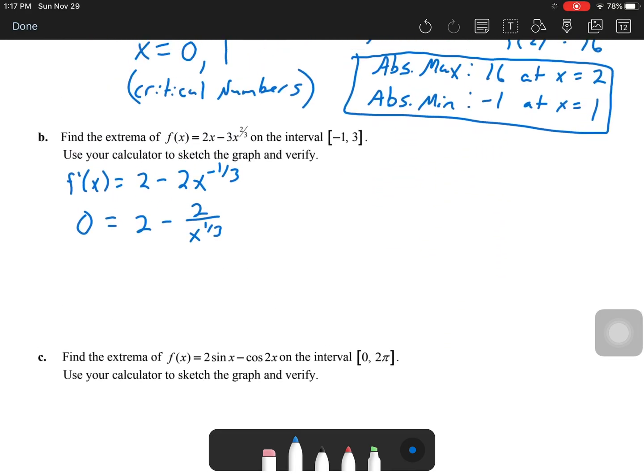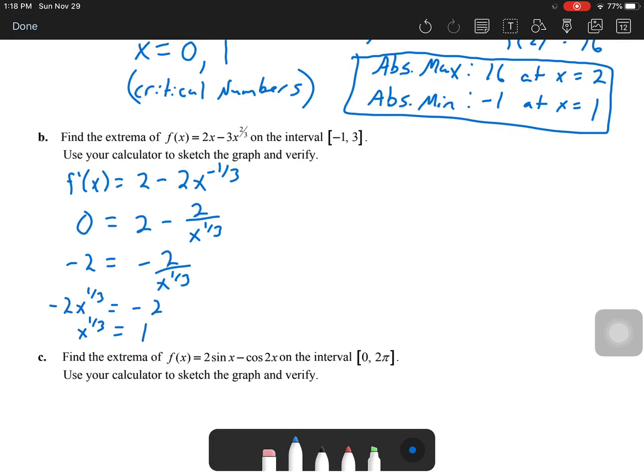Okay, so if I were to solve this, I would subtract the 2. I'd have negative 2, and then I'd have negative 2 over x to the 1/3 on this side. Now if I were to multiply that x to the 1/3 over to this side, I'd have negative 2x to the 1/3 equals negative 2, and divide that out. x to the 1/3 equals 1, and the cube root of 1 is 1, right? That's how I'd solve that.